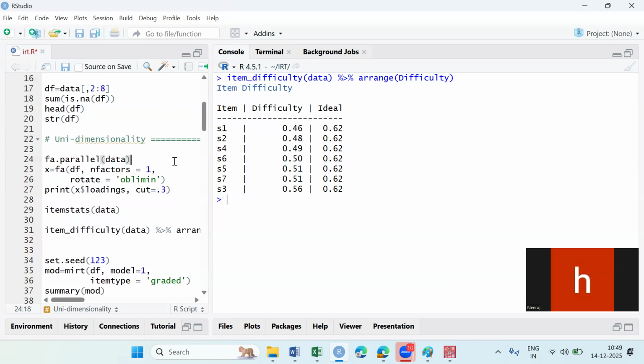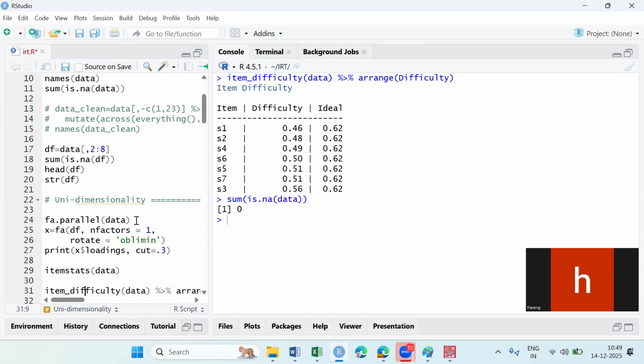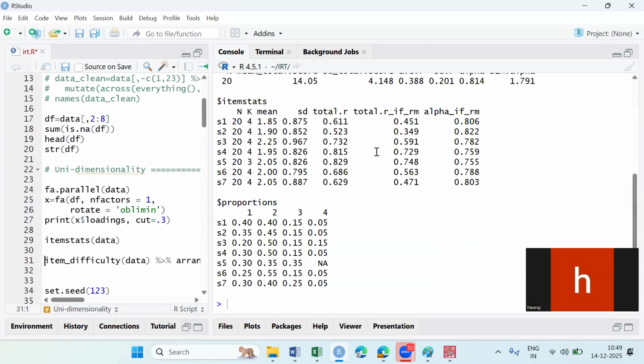So this is our checking of the initial 2-3 things. I told you initially we will check 2-3 things. One, we check for the missing value, and there is no missing value. Second, we worked on the item statistics. It tells me about the mean, standard deviation, correlation, alpha, proportions, 5 things.